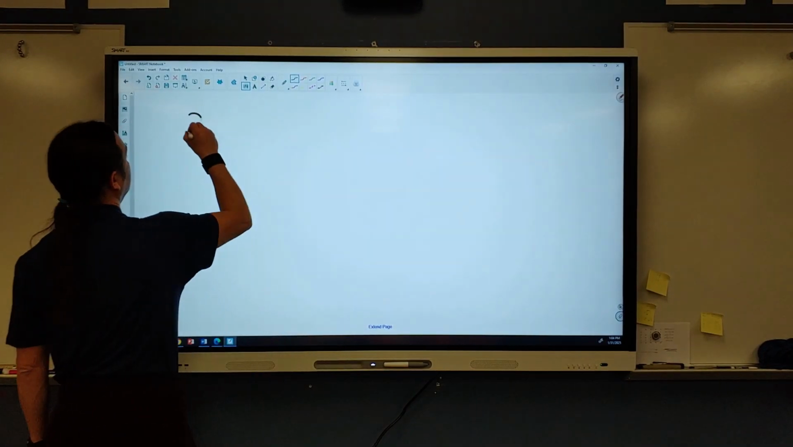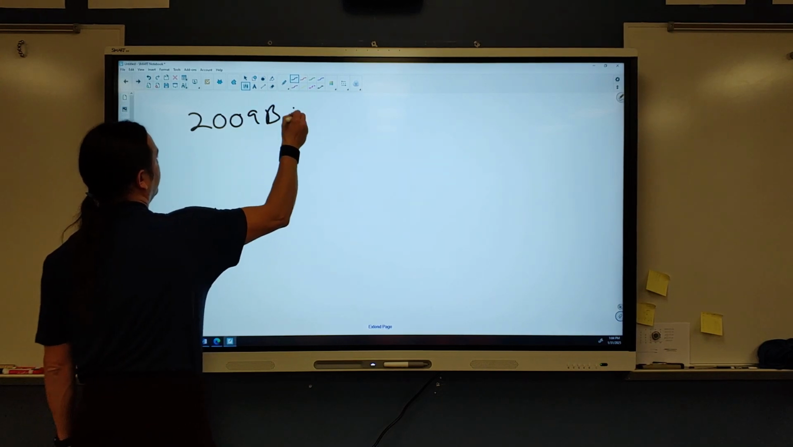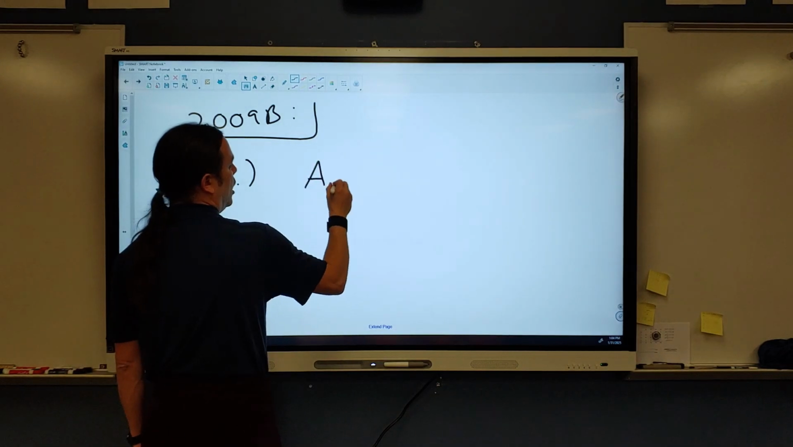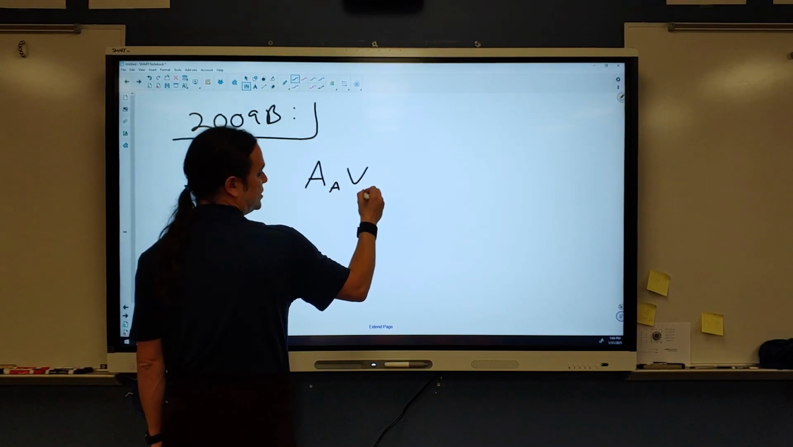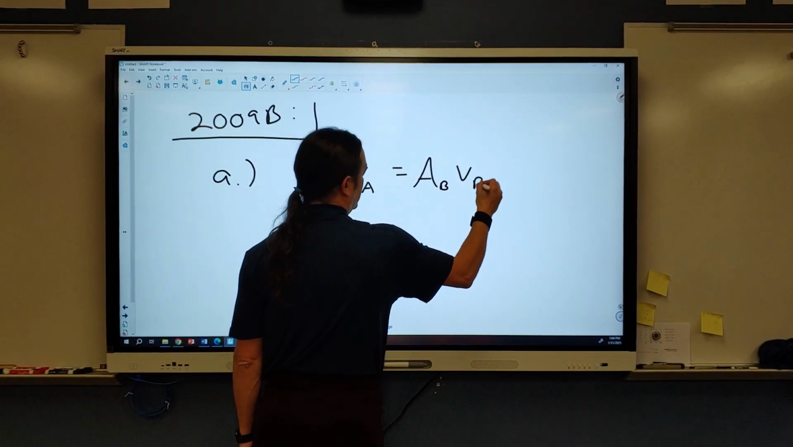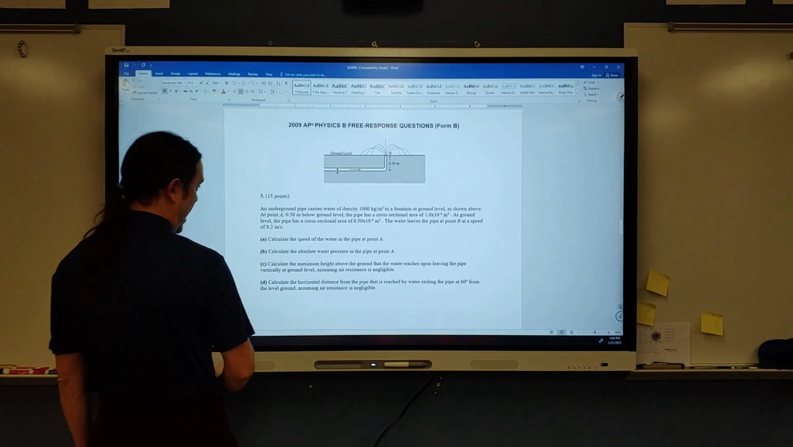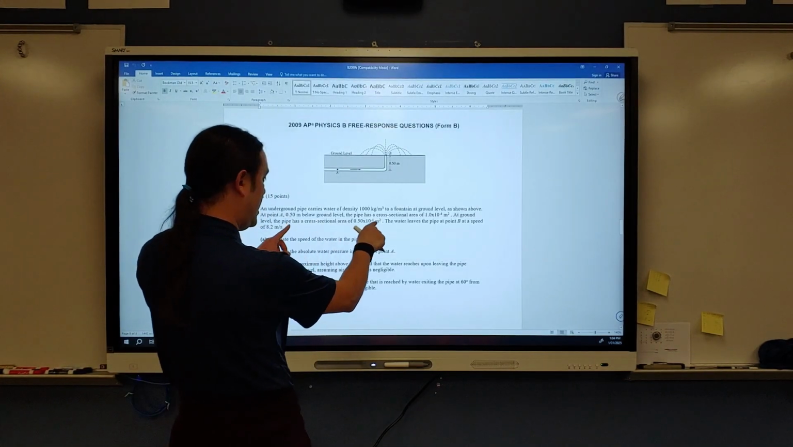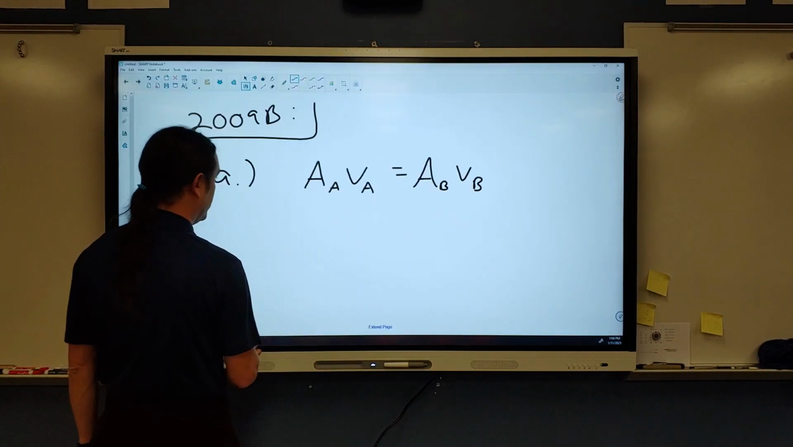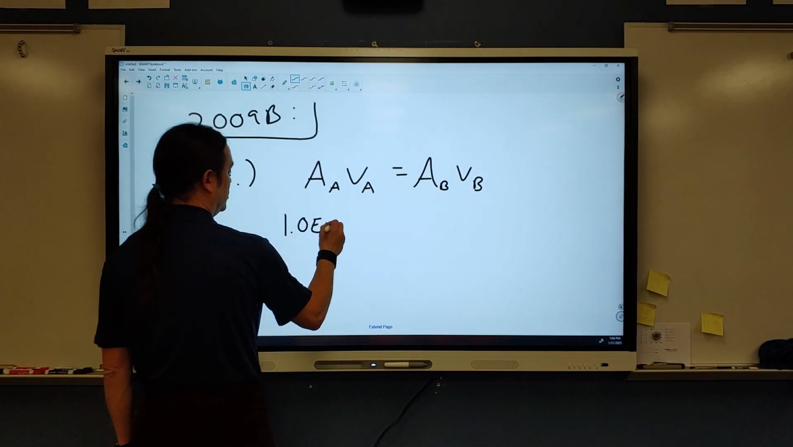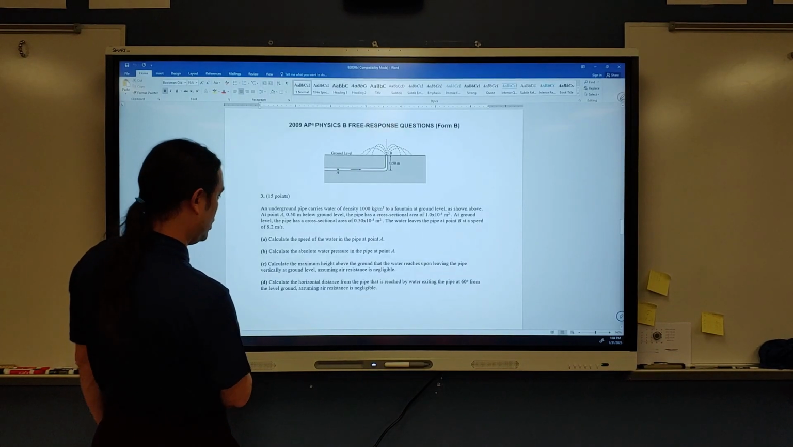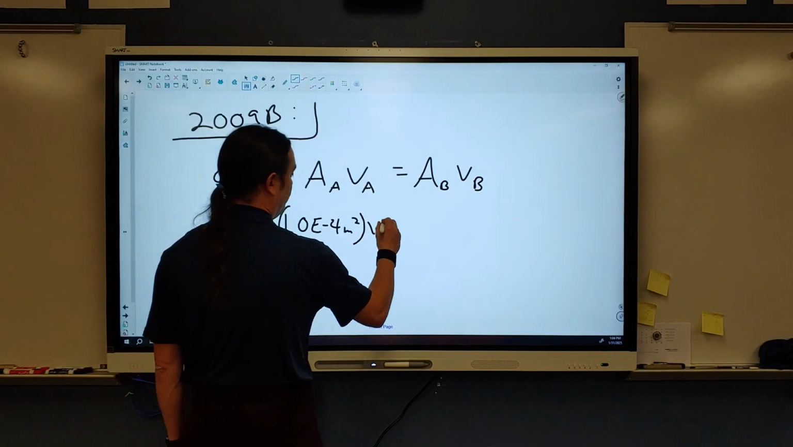So 2009B, we've got the following. Part A, we want to apply our continuity equation. The cross-sectional area at A times VA will be the cross-sectional area at B times VB. Now, the cross-sectional area at A, they tell us, at point A, the pipe has a cross-sectional area of 1.0 times 10 to the -4th squared meters. And we don't know the speed at that. We want to know VA.